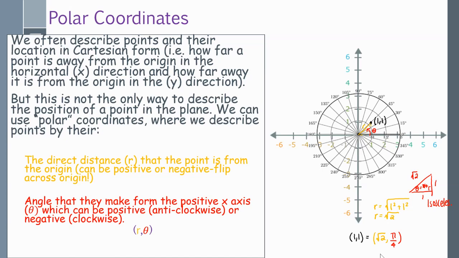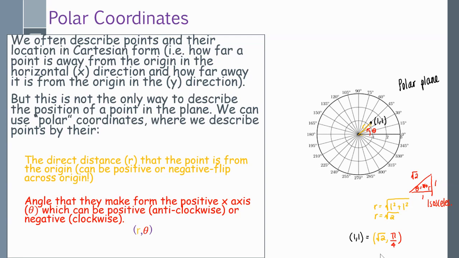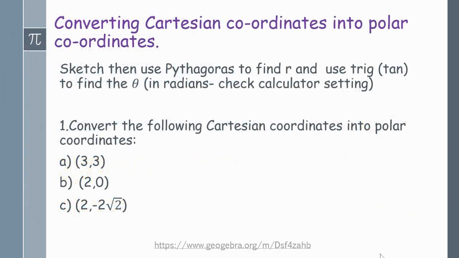Sometimes a polar plane can be used to depict where these polar coordinates lie, and it looks something like this, with degrees going around, or radians going around, and then also my length r, or my distance from the origin across.